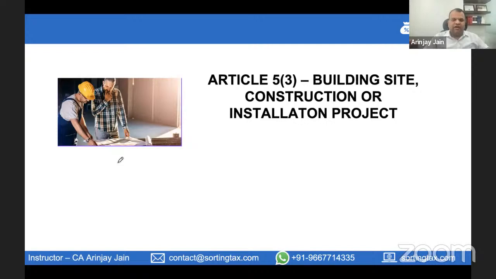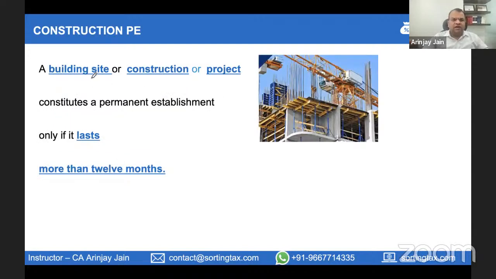Let's look at the provisions of paragraph 3, which is dealing with a building site, construction, or installation project. In this particular session, we are just trying to understand a bit more about how to interpret these provisions. I have deliberately tried to explain these examples within the section itself or within the paragraph itself, instead of framing separate examples, which we have covered as a part of our course. Now, a building site or a construction or project constitutes a PE only if it lasts for more than 12 months.